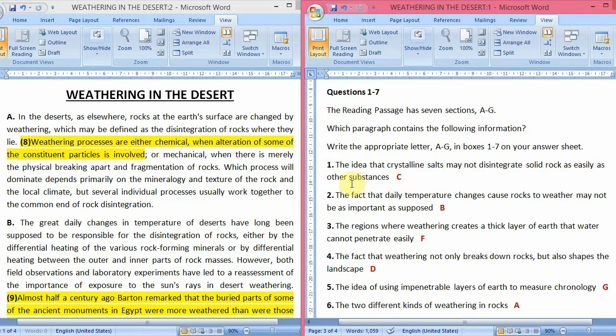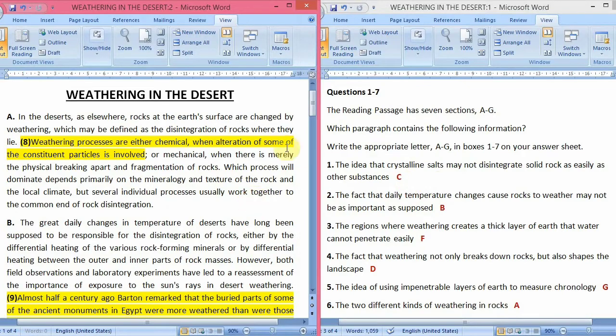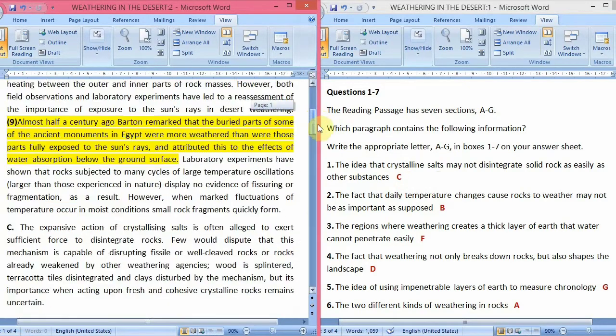And the first question is: the idea that crystalline salts may not disintegrate solid rock as easily as other substances. So this says that crystalline salts may not disintegrate solid rock, a rock which has no cracks, as easily as other substances. So it could disintegrate other substances very easily, but it cannot disintegrate that solid rock very easily. Okay, so this information is given in paragraph C. C is our answer.